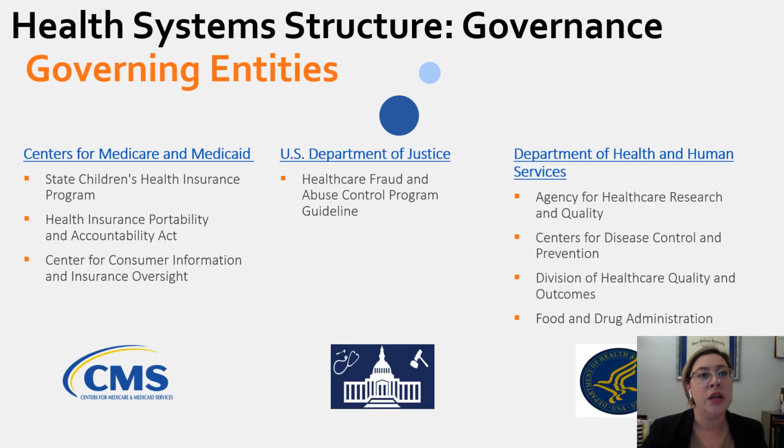All right. So as far as governing entities go, the primary organizations are these federally created agencies relating to healthcare in the United States. The Centers for Medicare and Medicaid oversees and administers CHIP for uninsured children, Medicaid for income-qualifying recipients, and also oversees the national healthcare marketplace.